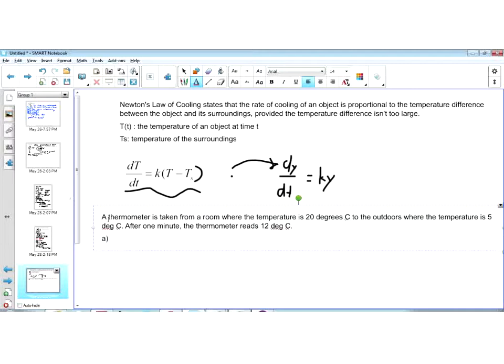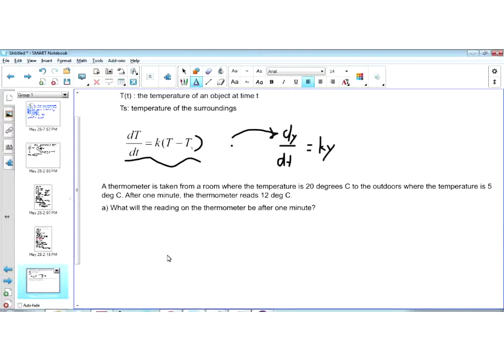So the first part of the question asks, part A, what will the reading on the thermometer be after 1 minute? Okay, can you see what physically is going on here? You take a thermometer from a warm environment to a cooler environment, and then after 1 minute, what will the reading of the thermometer be? Okay, so we have to use Newton's law of cooling to solve this problem.